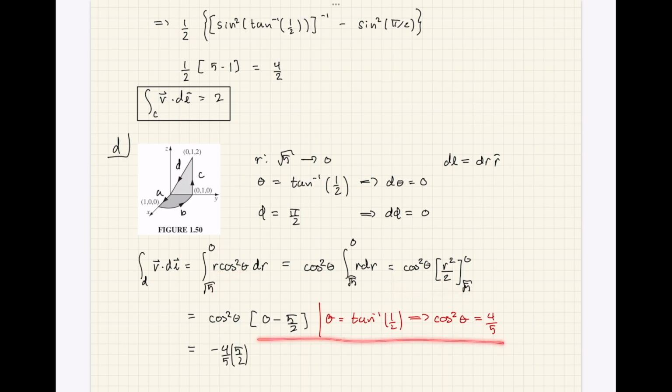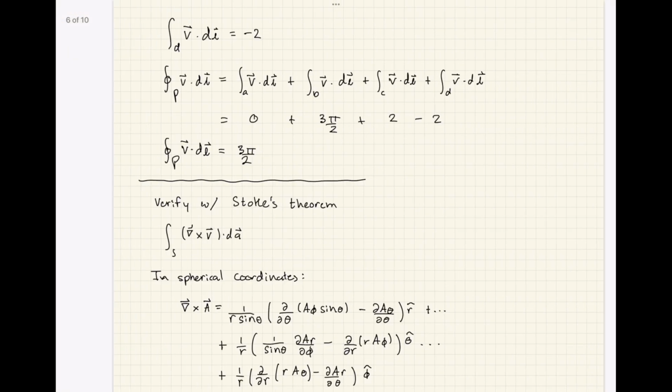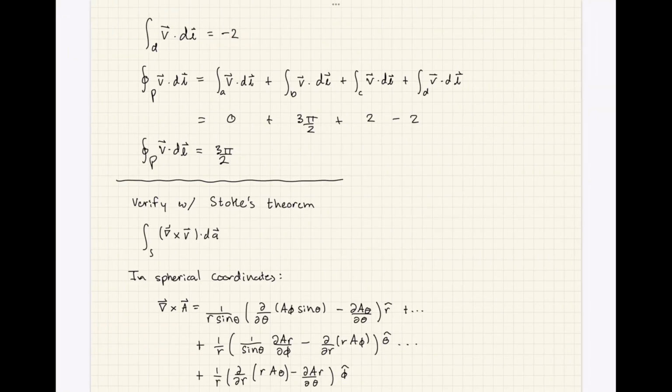And after evaluation, I get -2. So now I have all my path integrals from a, b, c to d, and together they make up the closed path. And after adding them, I'm left with 3 pi halves. Now we're not done yet. Now we need to verify this with Stokes' theorem.